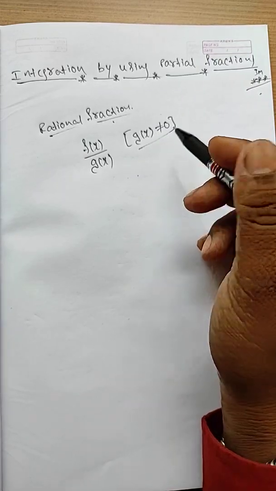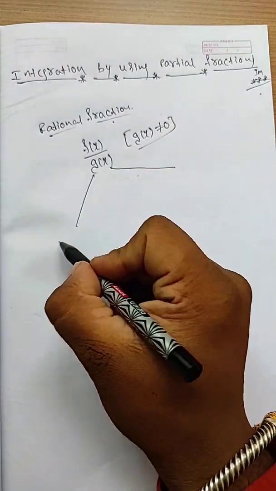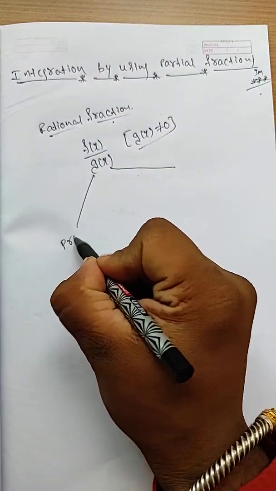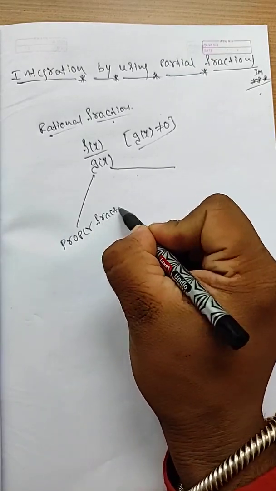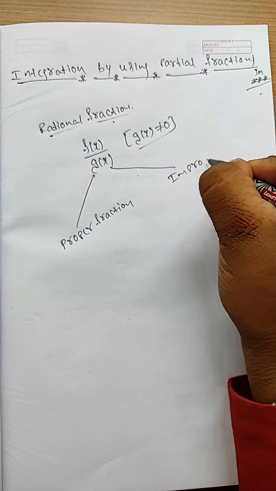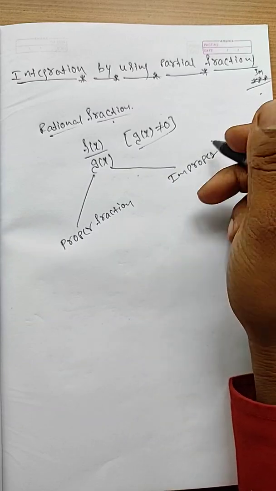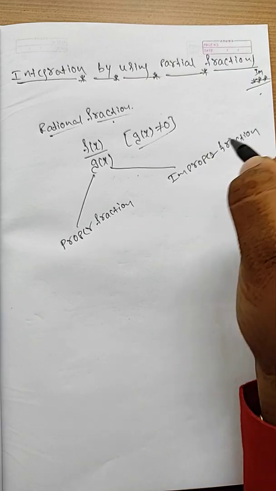Is it clear? Again, this rational fraction is divided into two parts. One type is proper fraction and the other is improper fraction.